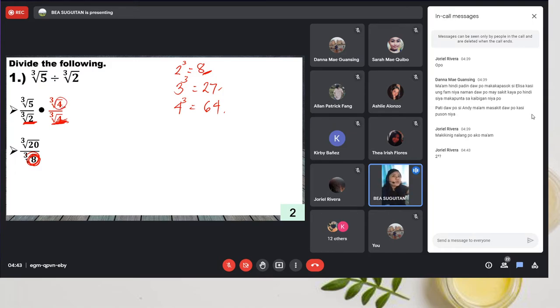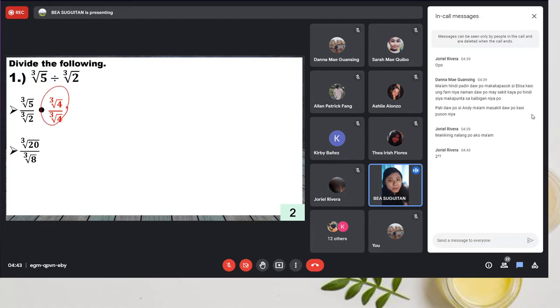Kasi, di ba, last week, madali lang. Kasi, square root, kailangan nyo lang kopyahin kung ano yung nasa denominator. Kasi square root lang naman siya. Ngayon, hindi yun applicable ngayon, mga anak, kasi cube tayo, cube root. You have to think of a certain radical that will make your denominator a perfect cube. That's why we use cube root of 4.